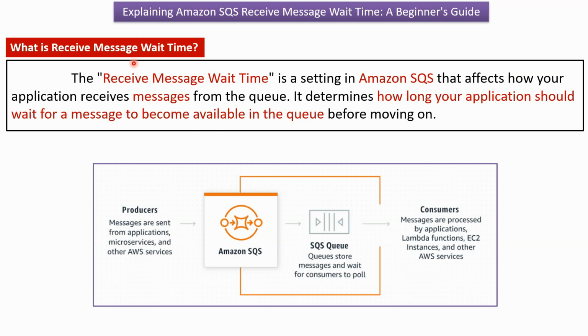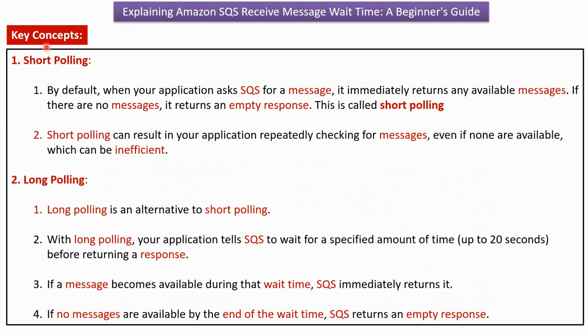What is receive message wait time? Receive message wait time is a setting in Amazon SQS that affects how your application receives messages from the queue. It determines how long your application should wait for the message to become available in the queue before moving on. Now we will see the key concepts.